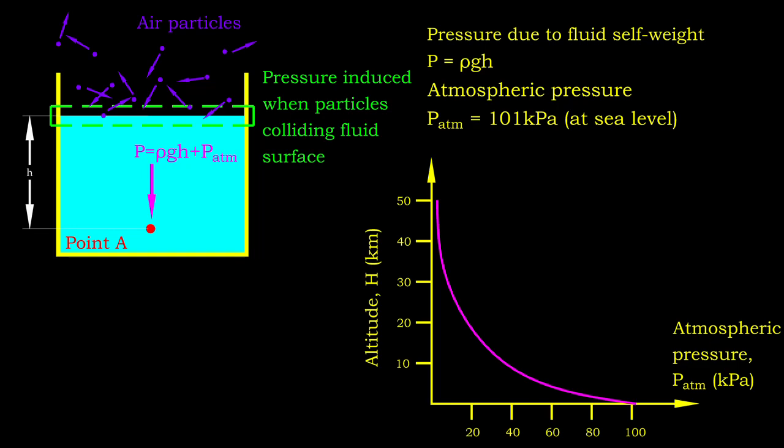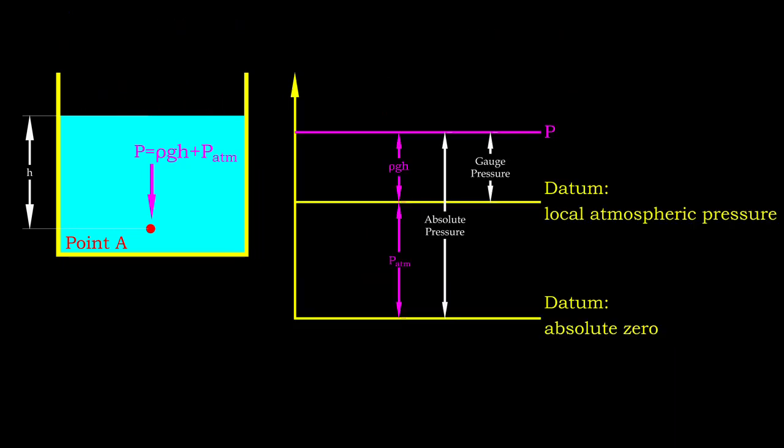By Pascal's law, atmospheric pressure will be transmitted to point A. Therefore, the actual pressure should be the summation of atmospheric pressure and the fluid pressure we calculated. This value is also known as absolute pressure, where we measure the pressure from absolute zero datum.